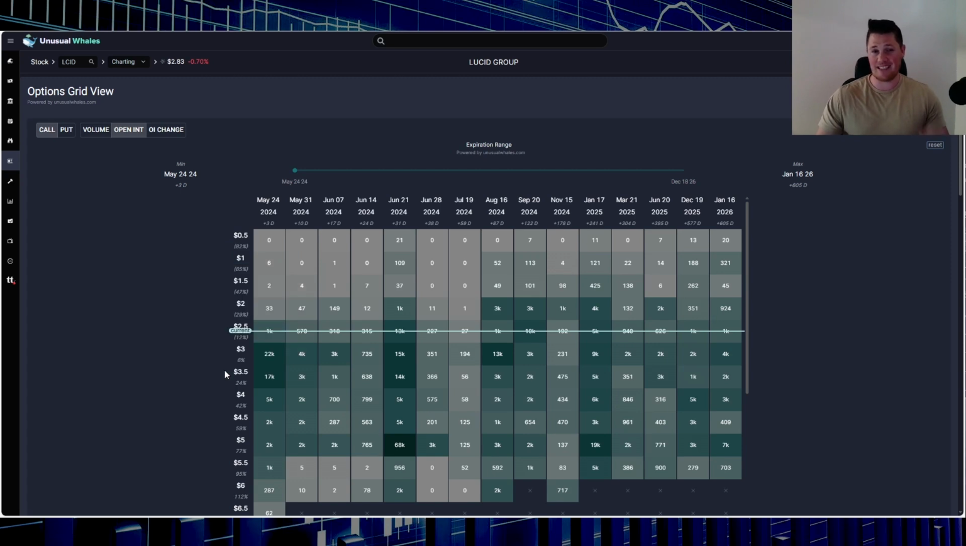So if Lucid is able to close above $3 by this upcoming Friday, this is where you could get into gamma squeeze territory. And with Lucid being extremely shorted, that gamma squeeze could roll over into a short squeeze, potentially, of course. And once again, it'd probably help as well if Lucid actually does put out some substantial pieces of news.